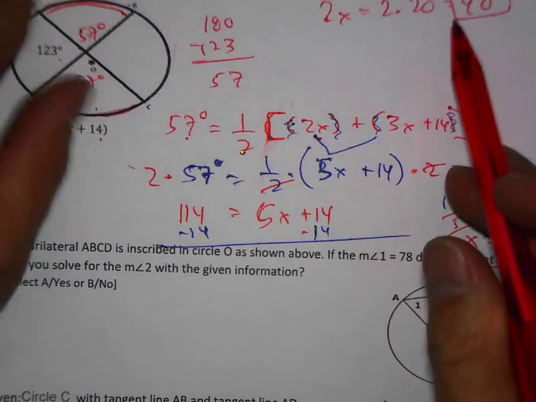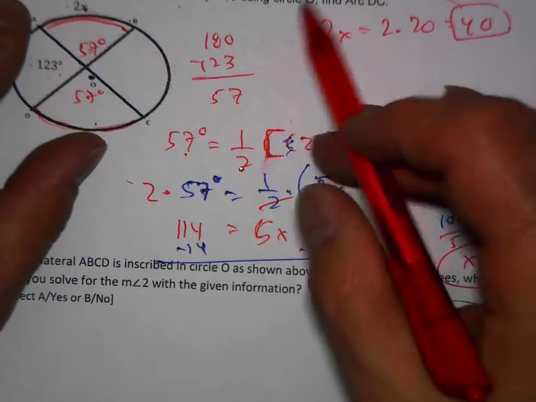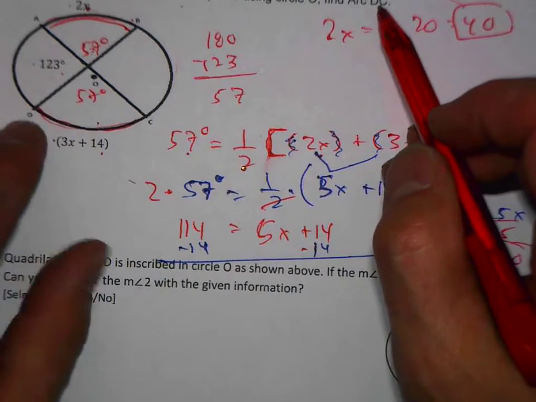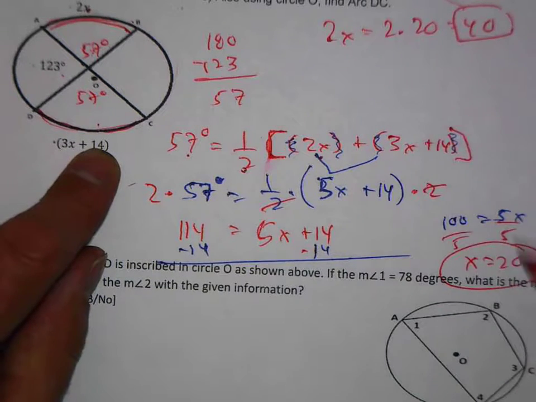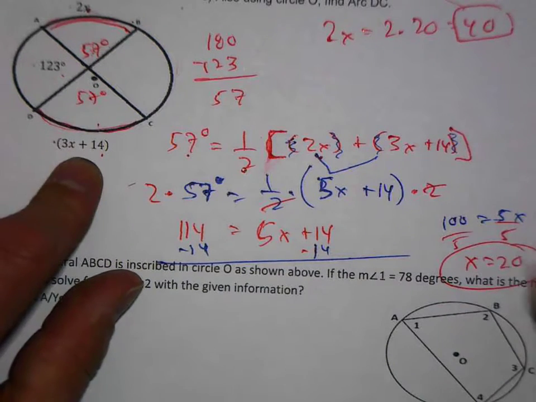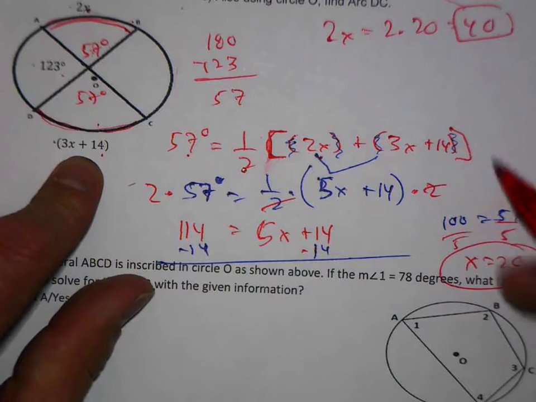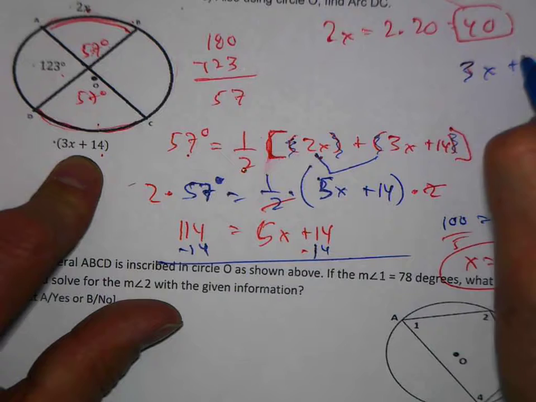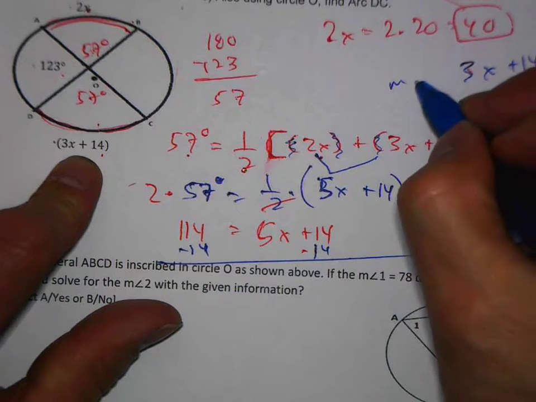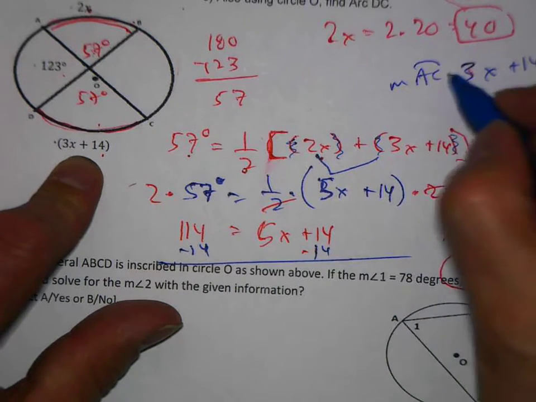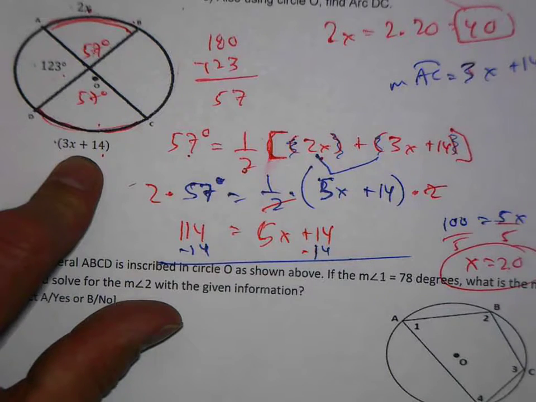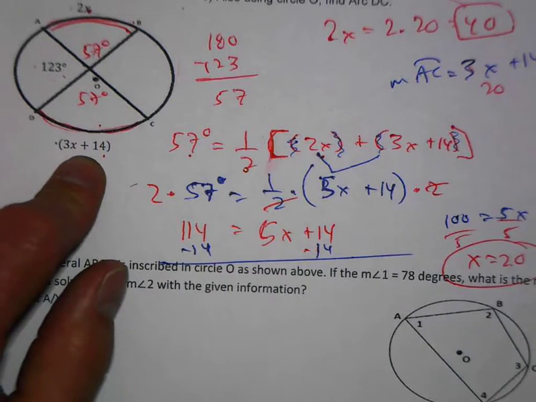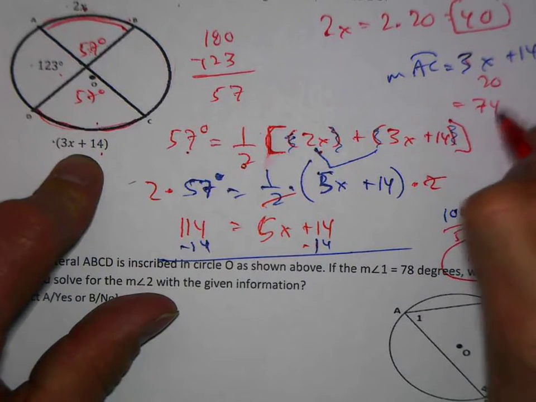So the answer for number 4 is 40. And then number 5, also using the same circle, I want the arc DC, so I would plug this x equals 20 into your 3x plus 14. I'll do it real quick for you. So 3x plus 14 is the measure of that arc, and so I plug in my 20 into that. So 3 times 20 is 60, plus 14, that's going to equal 74 degrees.